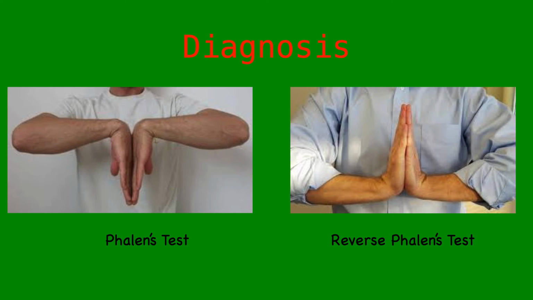There's also the reverse Phelan's test, very similar, arms at full extension, shoulders in neutral position, and in this one, your palms would be placed together and also held in that position until pain would arrive, if it would.